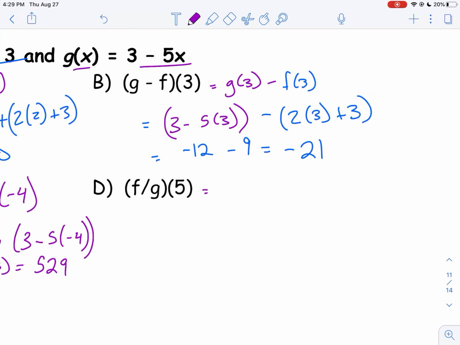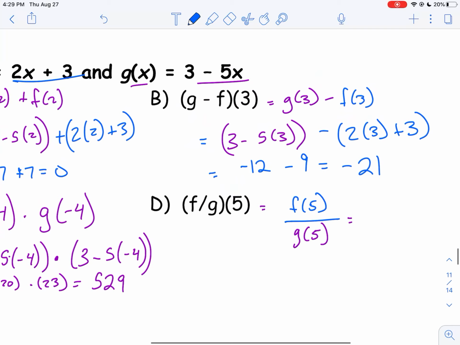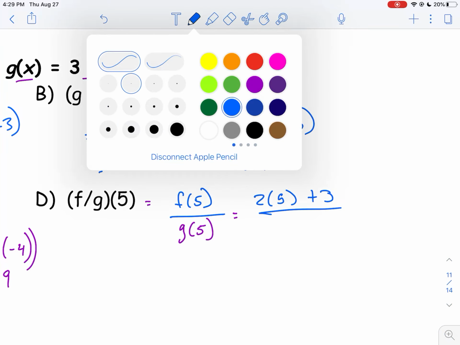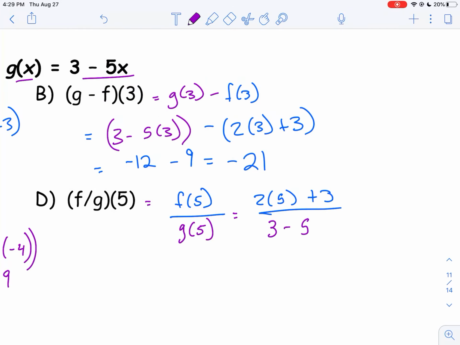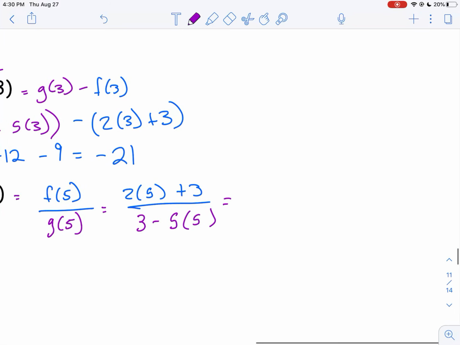Alright, here we go. Now, f is blue. We gotta take f of 5 and we have to divide it by g of 5. Excellent. So f is 2x plus 3. So we take 2 times x plus 3. My x is 5. Divided by g. G is 3 minus 5 times x, and x is 5. So we can then do 2 times 5 is 10, plus 3 is 13, over 3 minus 25, negative 22.